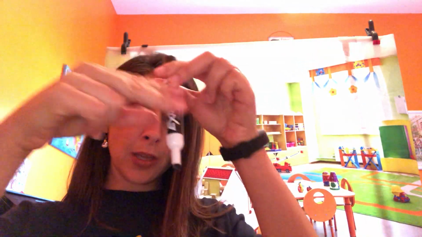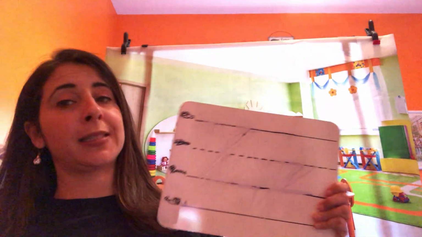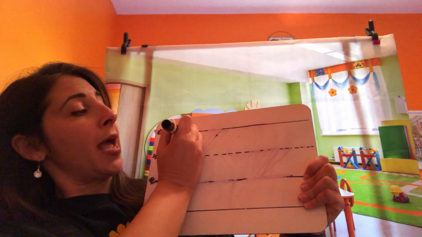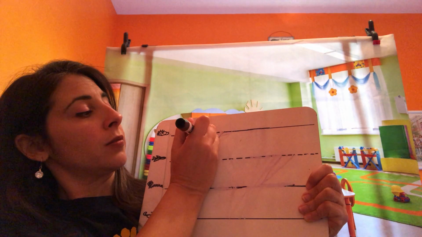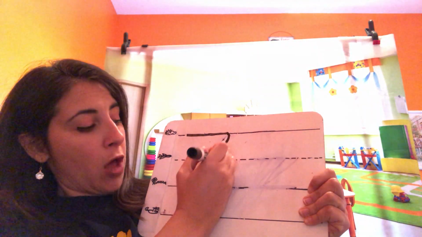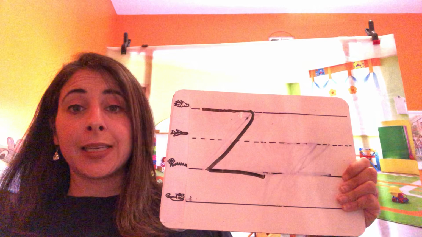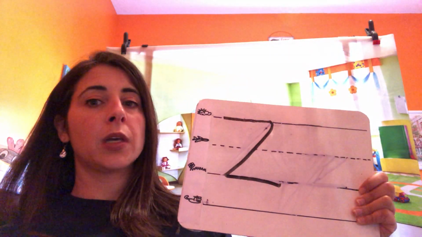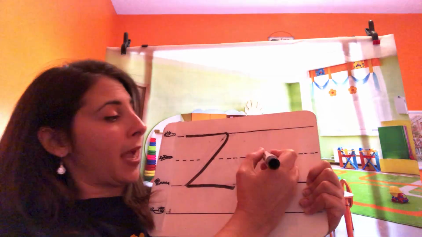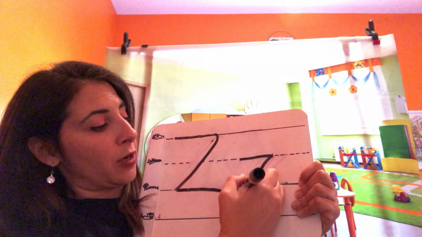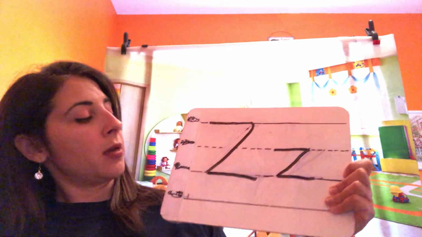So remember, pinch like a crab, hold your pen or pencil. For your uppercase Z, you are starting in the sky and you slide across the sky. You slide all the way down to the grass and then go across the grass. Z, zebra, z. Okay, for the lowercase, you start at the plain line and go across. Then you slide down to the grass and then go across the grass. Z, zebra, z.